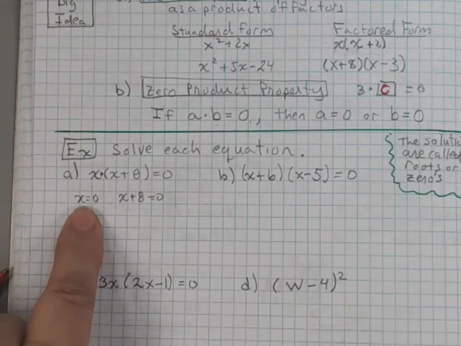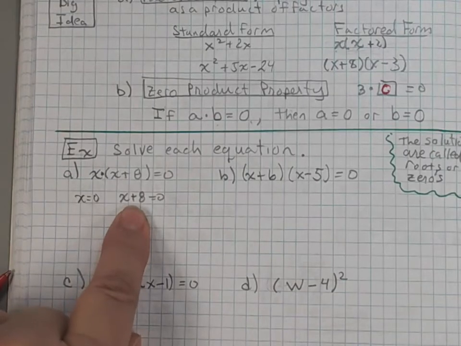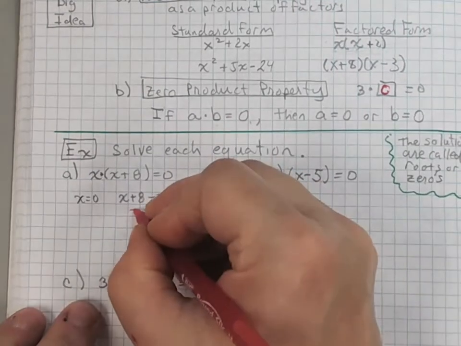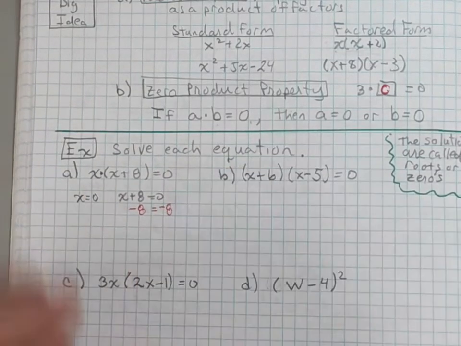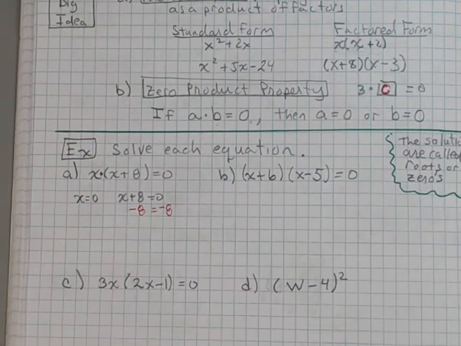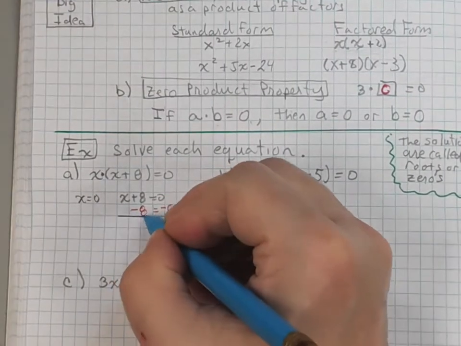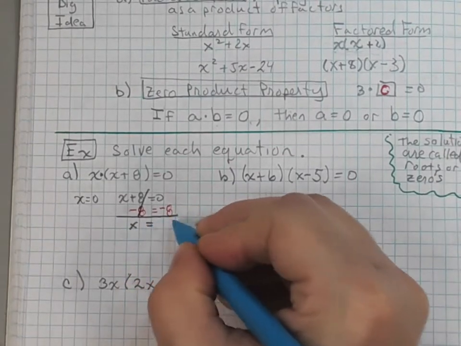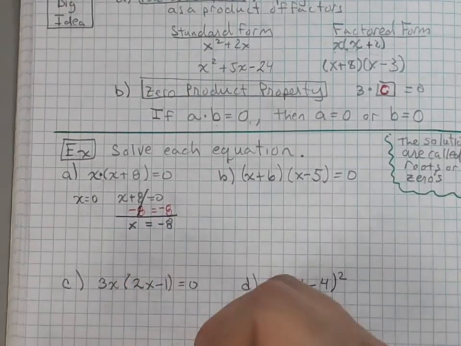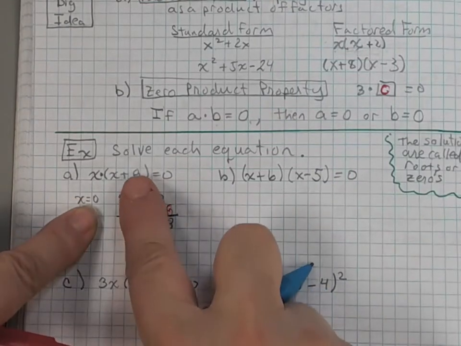Now this one doesn't need any solving. It's complete, and it's saying that x could be the value of 0. This one we need to do a little work on. So I'm going to subtract 8 from both sides. And then solve. And I get x equals negative 8. So I have now two values for x that should make this true.